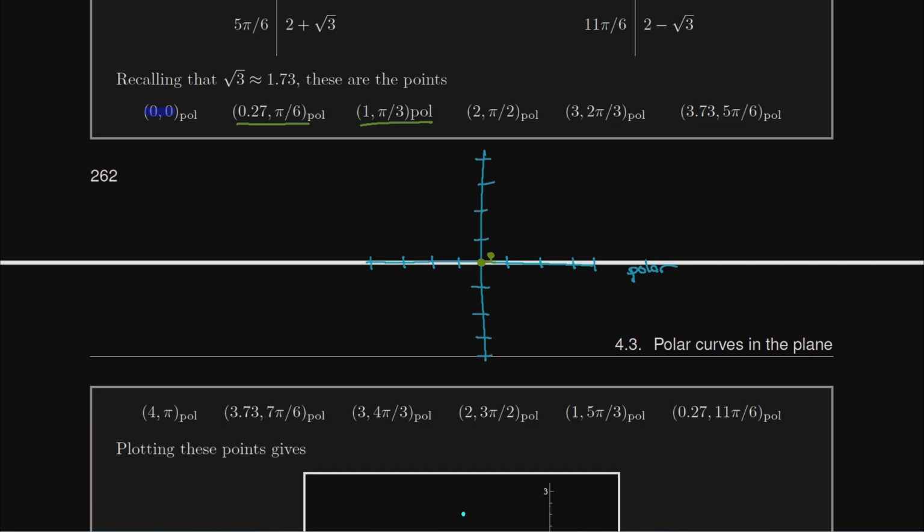1 pi over 3, well, 1 takes me up to here, but pi over 3 is going to take me up to here, so I'll have that point. 2 pi over 2, well, I'm going to go all the way up to 2, and then all the way up to pi over 2, that's going to be up here. 3, 2 pi over 3, I'm going to go all the way up to 3, which is over here, but then all the way around to 2 pi over 3, which is up here. And then 3.73, 5 pi over 6, well, 3.73 would be out there, 5 pi over 6 all the way over here. And then 4 comma pi, that's a rotation of pi, but I've moved 4 in the radial direction. 3.73, 7 pi over 6, well, here's still my 3.73, but now I'm coming around to 7 pi over 6, now I'm here.